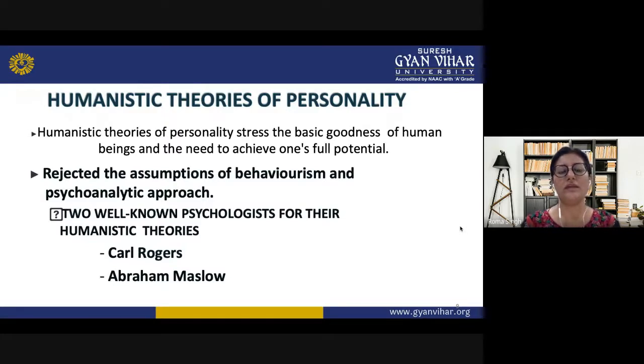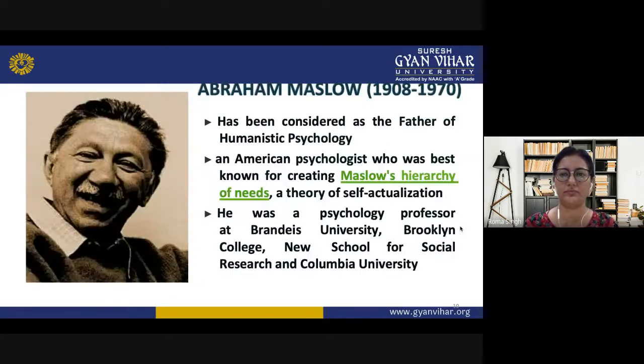So, this is how the humanistic theories of personality came into being, and it stressed the basic goodness of human beings and the need to achieve one's full potential. So, it rejected the assumptions which were earlier given by behaviorism and the psychoanalytic approach. And as we have discussed, two well-known psychologists for their humanistic theories are Carl Rogers and Abraham Maslow. Let us now talk about Abraham Maslow.